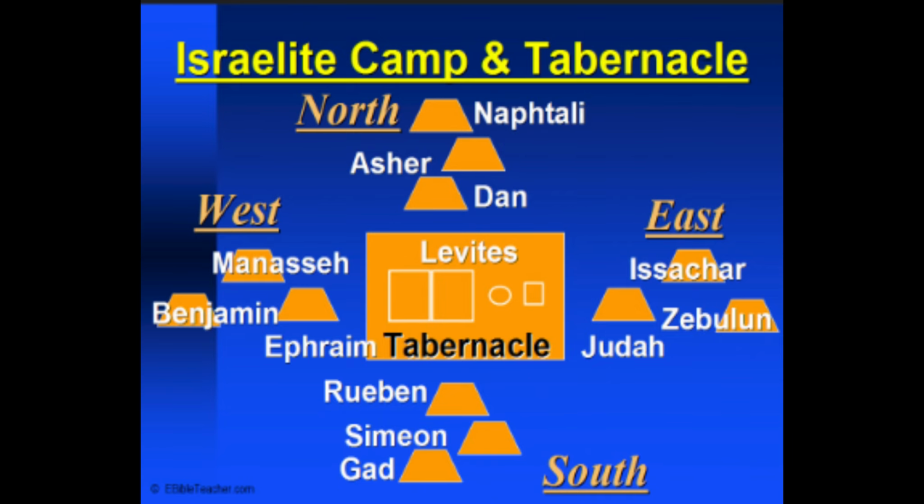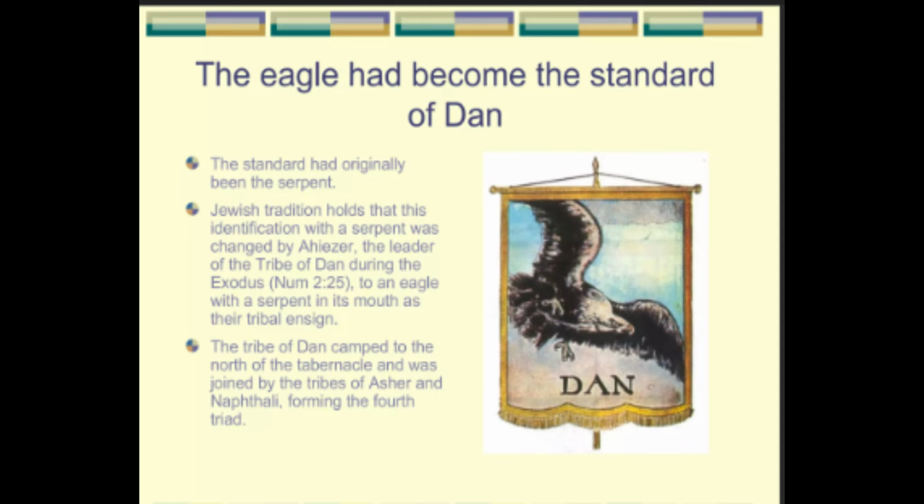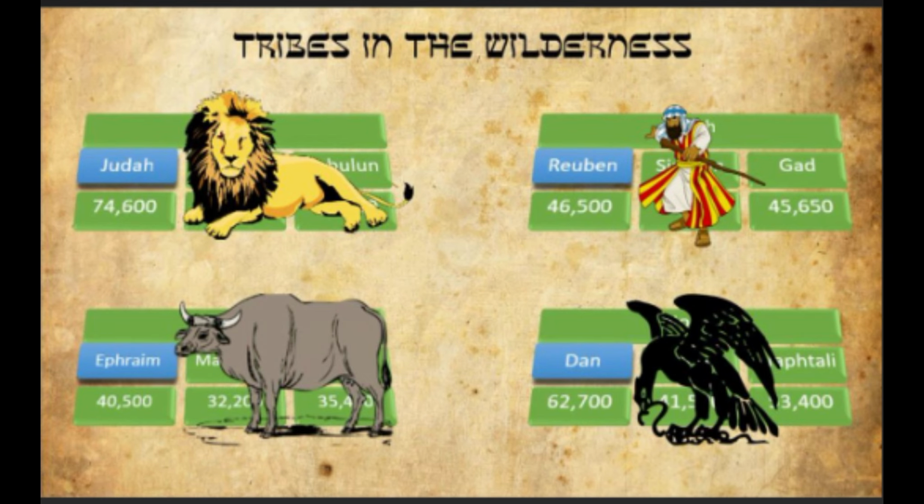The camp of Judah was to camp east of the Levites, and the camp of Reuben to the south of the Levites, whatever the width of the Levites was. Reuben camps to the south, and his symbol was the man. Ephraim would be to the west, symbol of the ox. And then we have Dan, who originally was a serpent. That didn't go over too well, so they replaced it with a serpent in an eagle's mouth, which later became the eagle. Those are the four emblems of the four tribes.